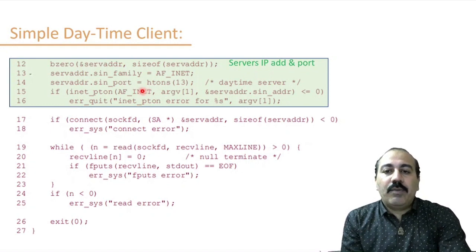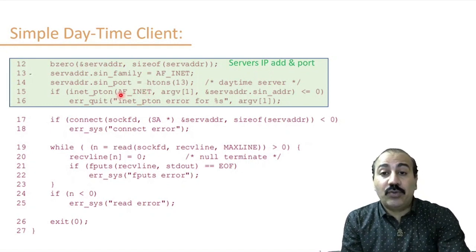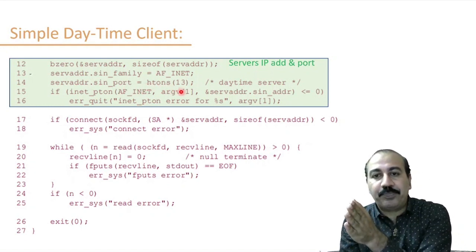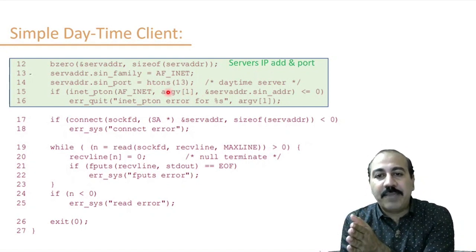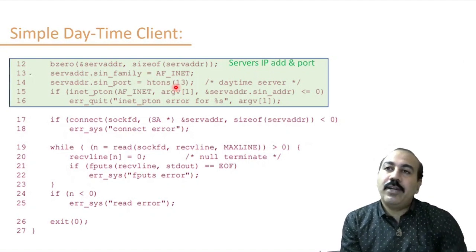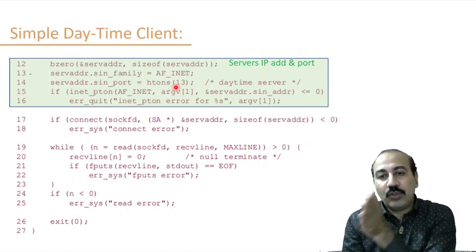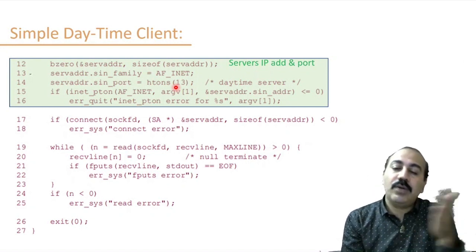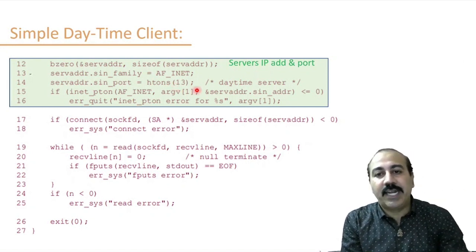So pton stands for presentation to network, and here htons stands for host to network short. Okay, I'll just let you know that. So htons basically converts the port number or this IP address. Basically, what are these functions meant for? These functions are meant for converting any user defined or user understandable format into the system or machine understandable format.